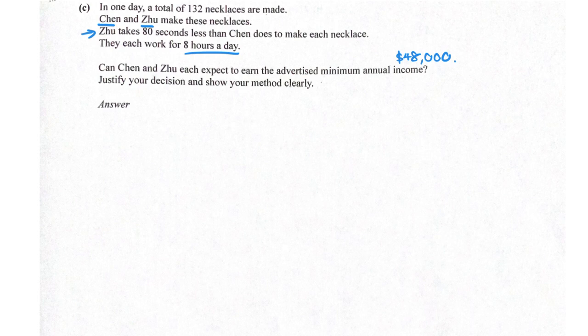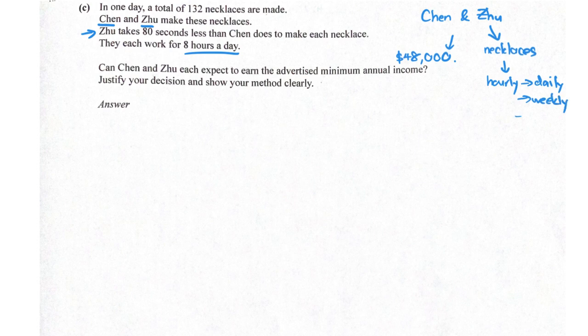So, to know whether they can hit this annual income, we need to know how many necklaces Chen and Zhu each make. Once we know that, we can know their hourly income, then their daily income, then their weekly income, and eventually their yearly income. And then we can justify the statement. So let's start first.